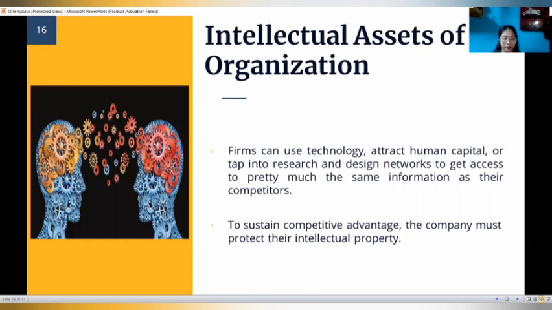The next topic is intellectual assets of the organization. Firms can use technology, attract human capital, or tap into research and design networks to get access to pretty much the same information as their competitors. To sustain competitive advantage, the company must protect their intellectual property.